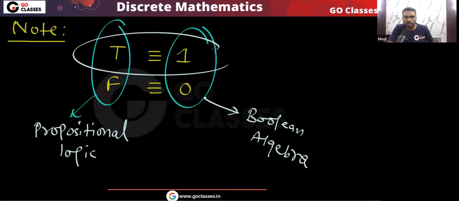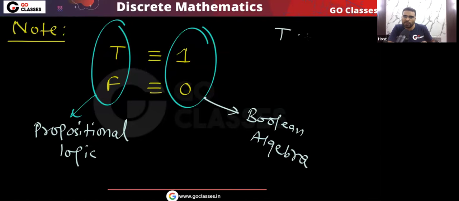Basically, true, you can write 1, false, you can write 0. Both will be the same. Is this point clear? Okay, so very simple. True is the same as 1, and false, you can write it 0.